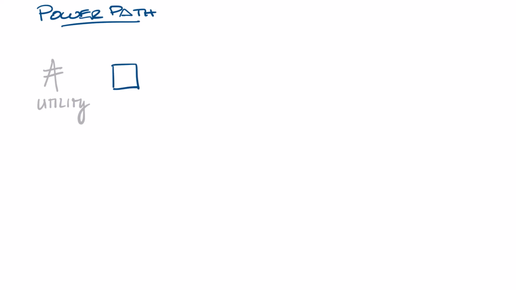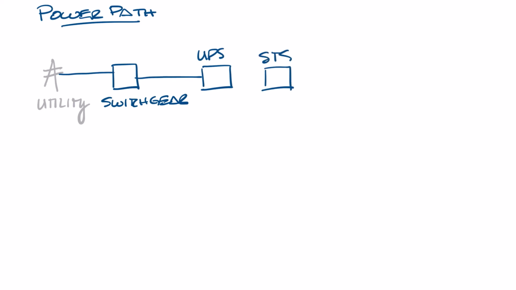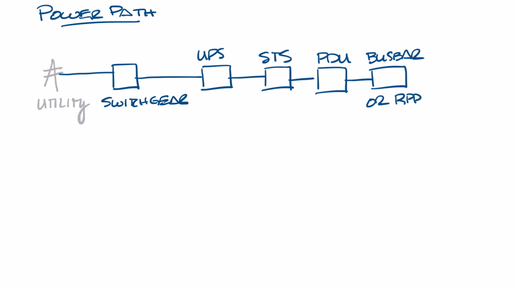The first component you'll have after the power is landed on the site is the data center switchgear. Next, you'll have the uninterruptible power supply, the UPS, followed by the static transfer switch, the STS. Next, we'll have power distribution units, PDUs. Then we'll have bus bars or remote power panels, RPPs. Bus bars can be mounted overhead or under the raised floor of server cabinets, and RPPs might sit at the end of the rows or along a wall.